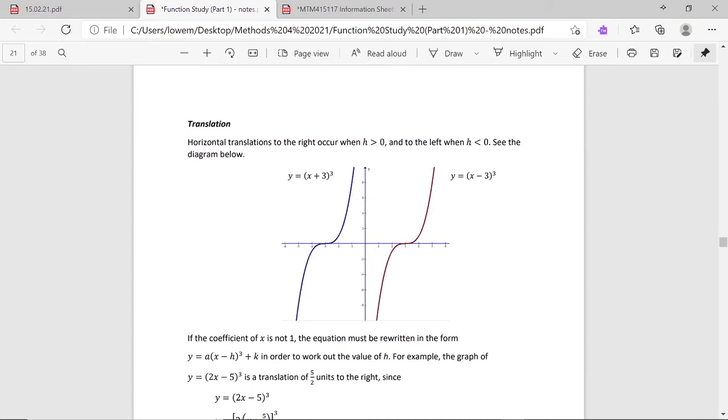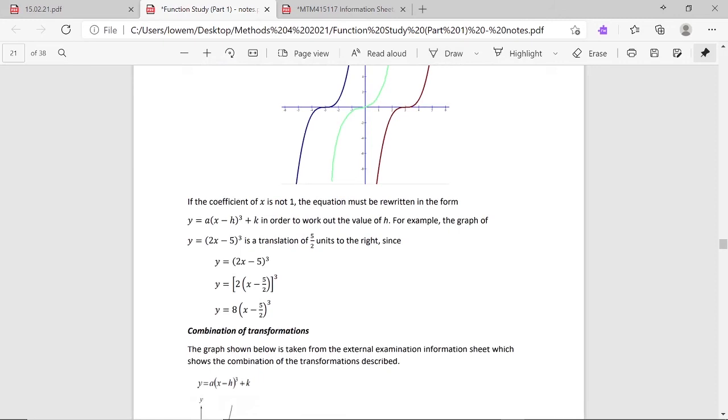Translations, as we said before: our basic cubic y equals x cubed. If we have y equals, in brackets, x plus 3 all cubed, then it's going to be translated to the left 3 units. It still has the same shape. Or if we have x minus 3 in brackets cubed, then it's translated to the right 3 units, and so we have this.